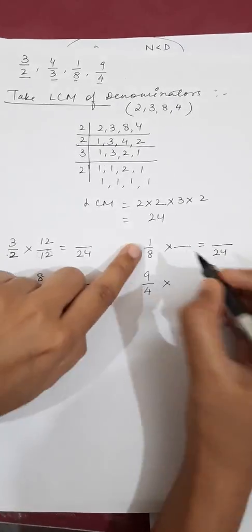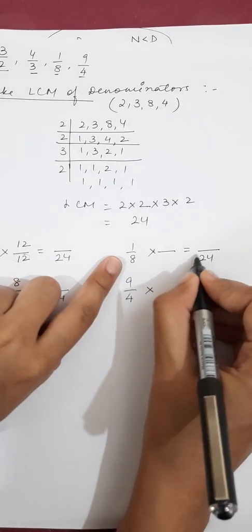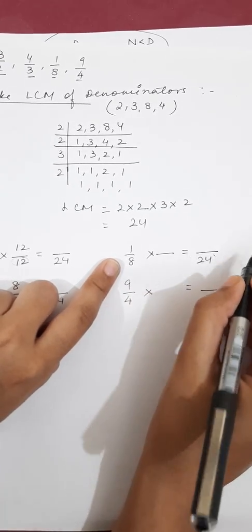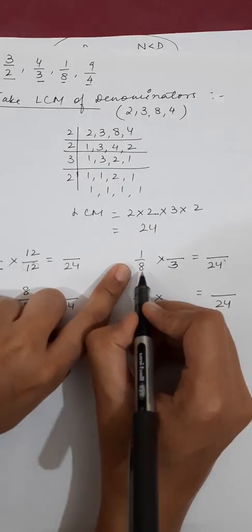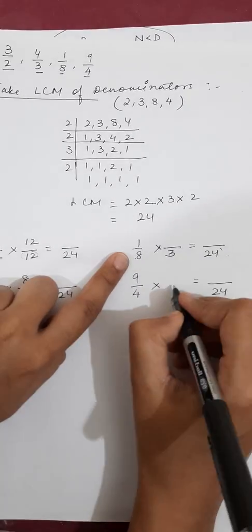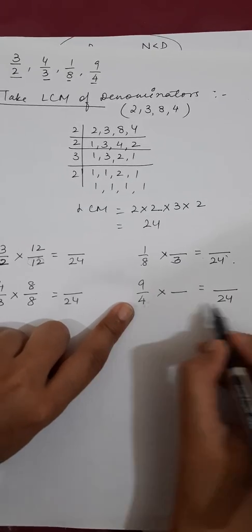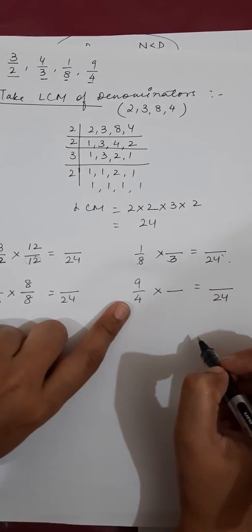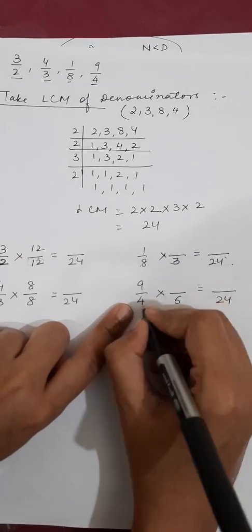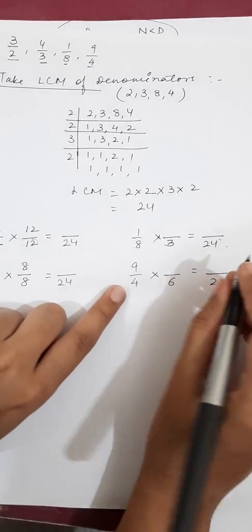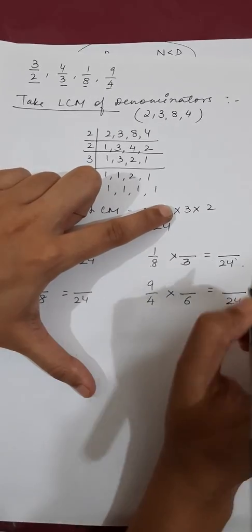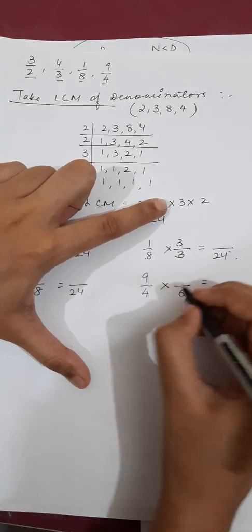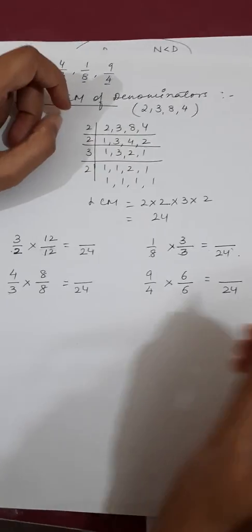Next, on the table of 8, check where 24 is going. 8 1s are 8, 8 2s are 16, 8 3s are 24. So I am going to write here 3. That means 8 3s are 24. Next, on the table of 4, check where 24 is going. It is going on 6. 4 6s are 24. Right? And now whatever number you are taking in the denominator, multiply the same in the numerator. 3 here, then 3 will come here. 6 here, then 6 will come here.